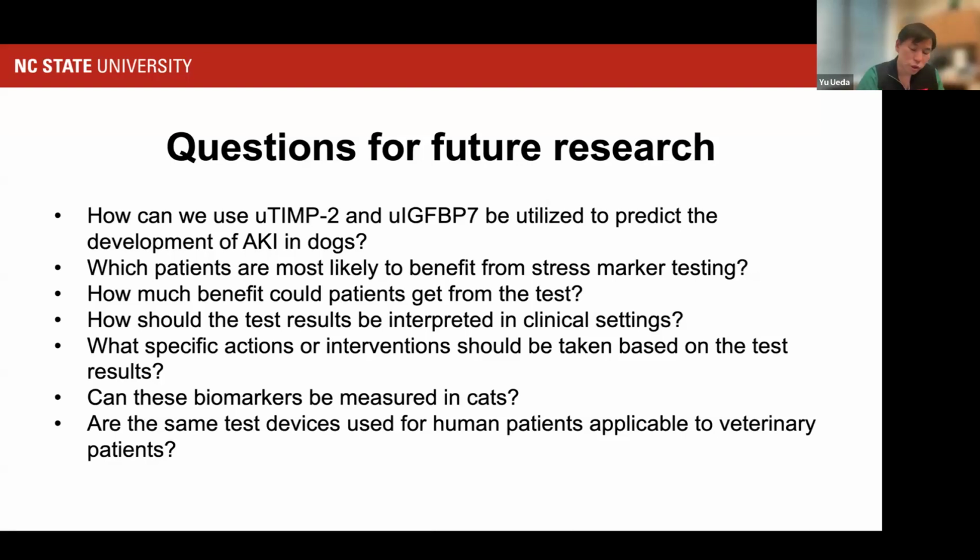Based on my quick research, these stress markers and molecules are quite similar in humans and canines. I did not check in cats, but the protein composition and the DNA sequences are very similar, I believe 97% similarity. So it's possible that we might be able to use bedside or point-of-care testing devices to measure stress markers in the future. But of course, we need further studies and validation before using that in clinical settings.